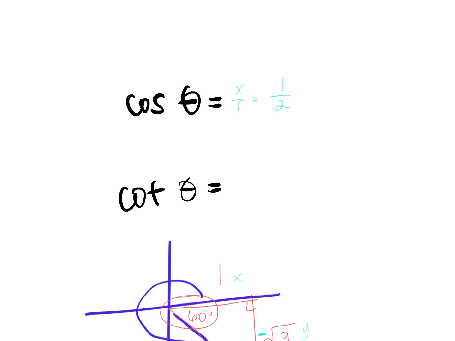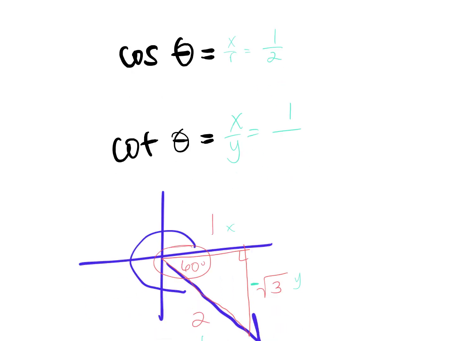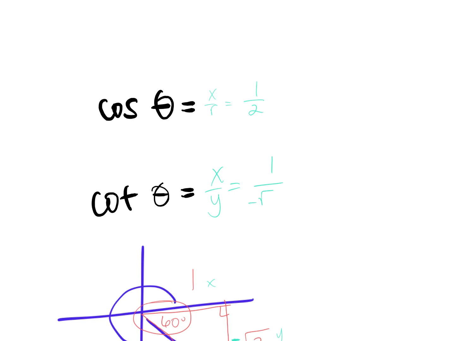Cotangent is x over y, right? Well, what's the x value? 1. What's the y value? Negative root 3. Can I leave it like that? Nope, we're going to rationalize. So it's negative root 3 over 3.